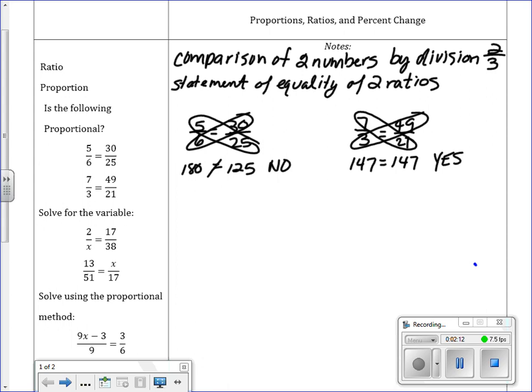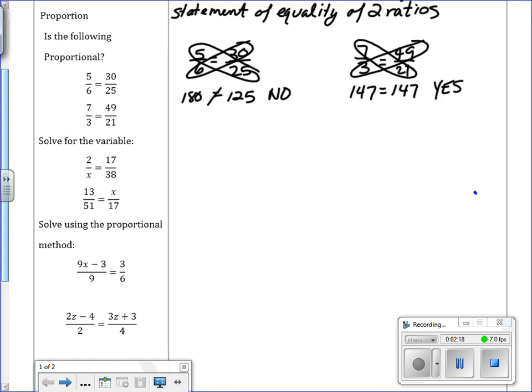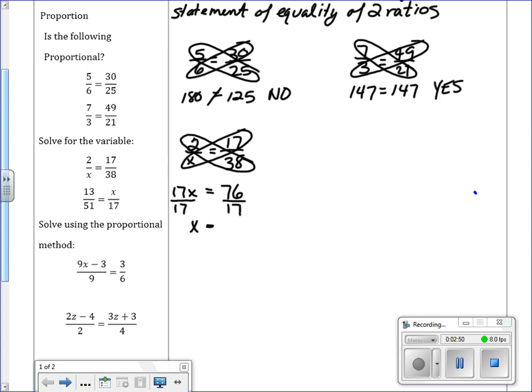Now, the next step that you still did last year is solving for the variable. I have 2/x equals 17/38. And what we would do is solve for the variable. So I would cross multiply, and I would have 17x equals 2 times 38, equaling 76. Divide both sides by 17. Remember, that's the division property of equality. And x is going to equal approximately 4.5. I rounded it.